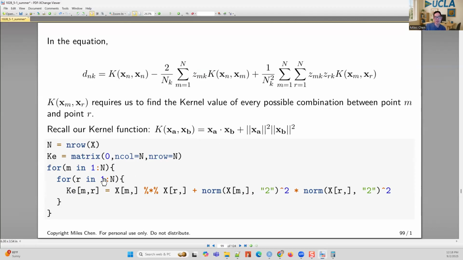Okay, so I'm going to get this matrix of kernel distances between every point M and R. That's found by taking xm dot xr, so xm matrix multiplied by xr. And then we're going to take the norm of xm squared times the norm of xr squared. I'm going to find this matrix for every single pair.